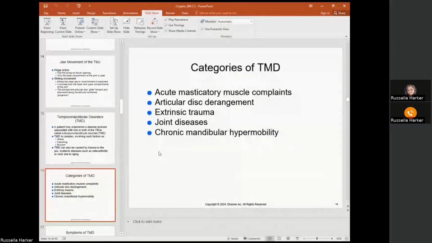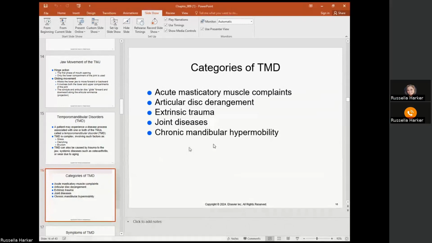So with the categories of TMD, we have acute masticatory muscle complaints, articular disc derangement, extrinsic trauma, joint diseases, and chronic mandibular hypermobility. You can have pain, joint sounds, and limitations in movement with any of these as symptoms. TMDs are often considered to be related to stress. Frequently, oral habits such as clenching the teeth or bruxism are important contributing factors.